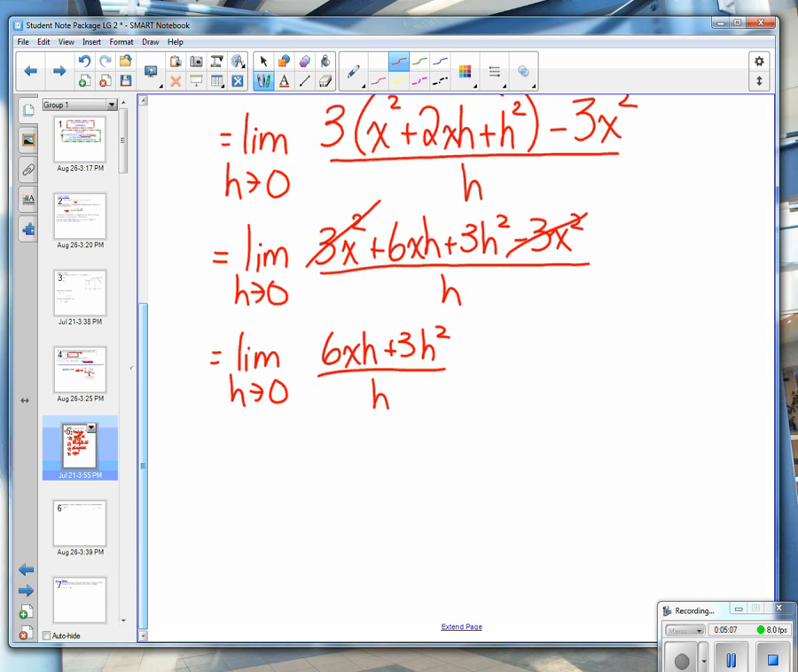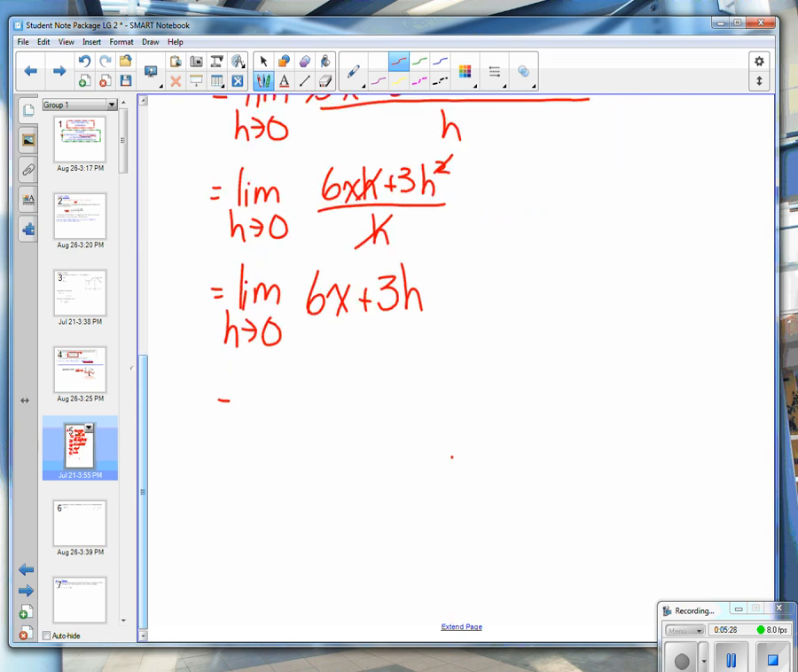And now if you look, every single term has an h in it. So technically what I can do is just divide everything by h. So that's going to allow me to say the limit is going to be 6x plus 3h. Now remember, the minute we can put in that value, we do. And in this case, that's going to be 6x plus 3 times 0, which is basically just 6x. So this is my derivative equation.